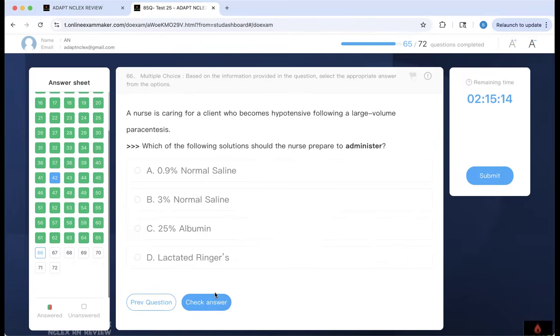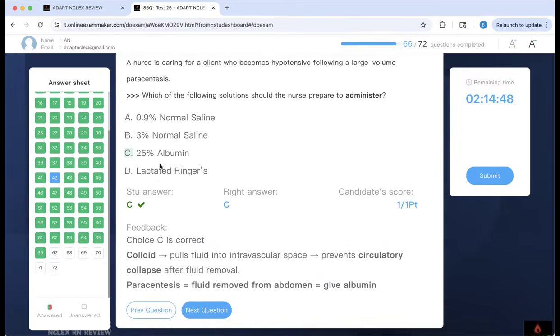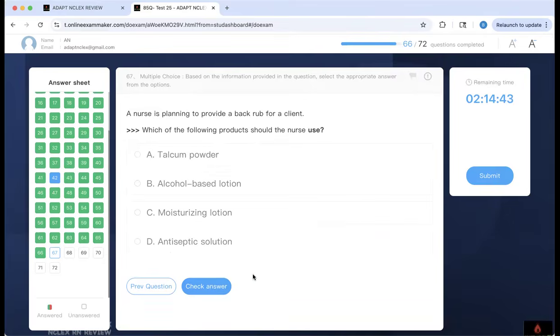You pick your answer, give them 25% albumin because you want something that will hold on to the fluid. Most people you do paracentesis on have what? Low albumin. That's why they have ascites. If you give them fluid, it goes back to the abdomen. You want to give them fluid that can stay in the intravascular system. Which one can stay in the intravascular system? 25% albumin. The rest are crystalloid. The patient needs colloid.